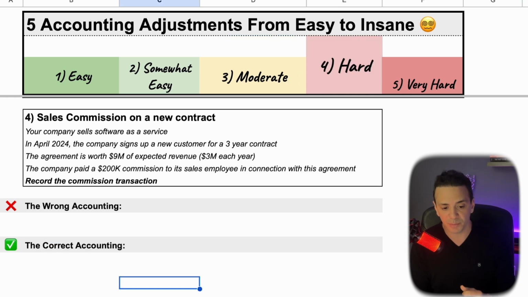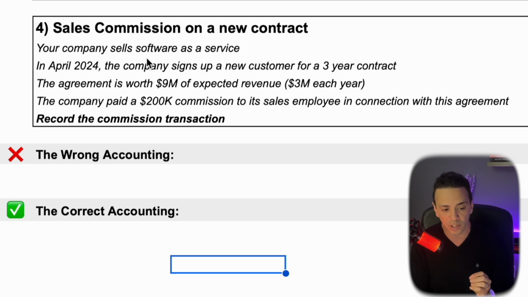All right, let's move on to number 4, which is a hard example of accounting adjustment. And things are heating up here. This is going to be a little bit more difficult, so I'm excited to talk about this one. All right, this is sales commission on a new contract.